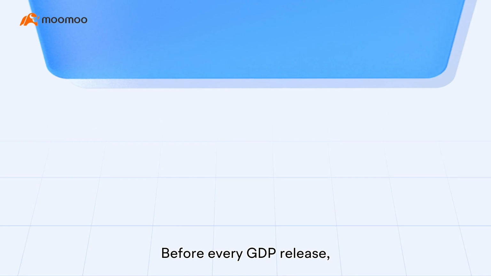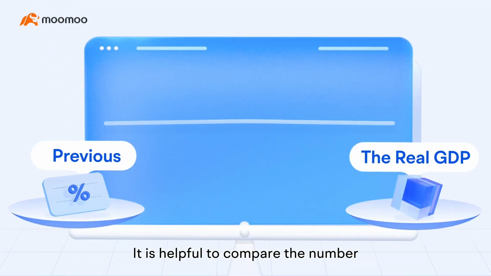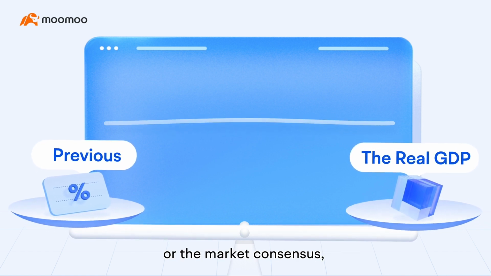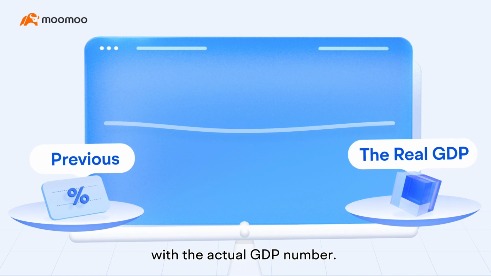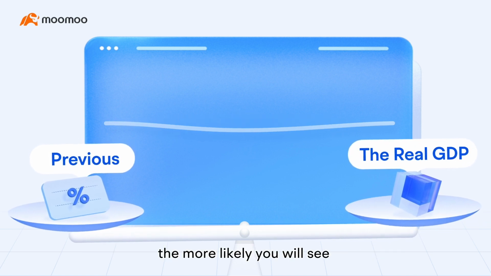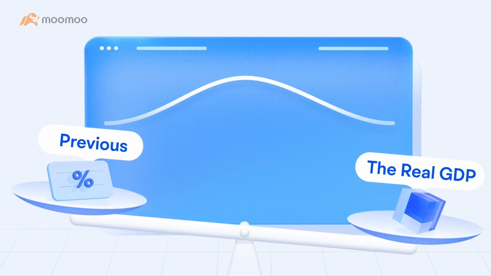Before every GDP release, analysts make forecasts about the number. It is helpful to compare the number that most of them agree upon, or the market consensus, with the actual GDP number. The greater GDP deviates from their expectations, the more likely you will see a highly volatile reaction from the market.